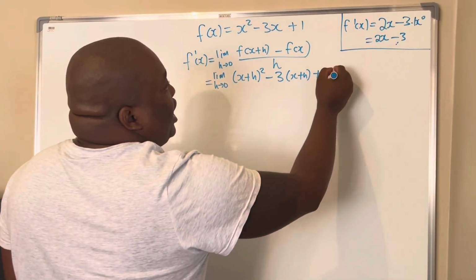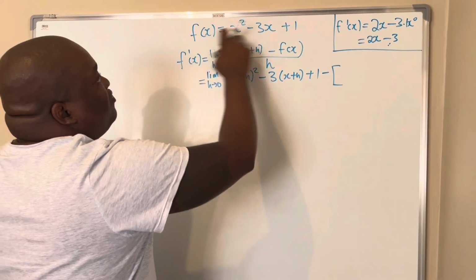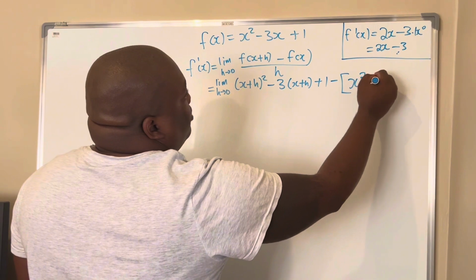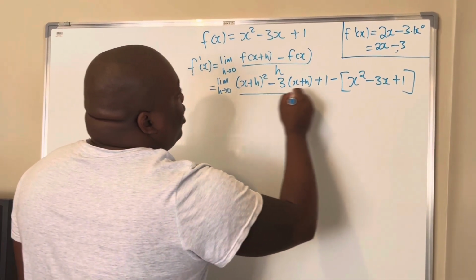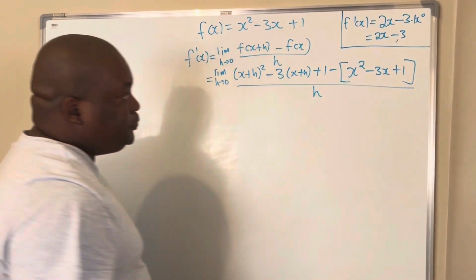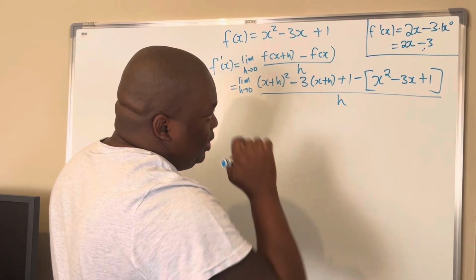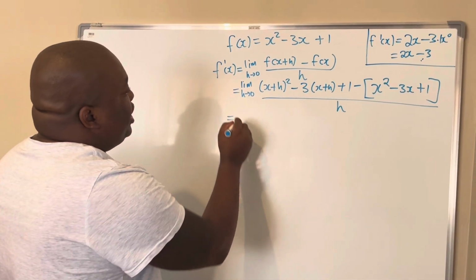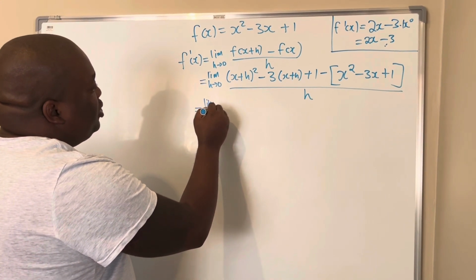Now we move to the negative, minus f of x. F of x is this same function, exactly as it is. So it means we'll have x squared minus 3x plus 1, all over h. Now we must simplify out this numerator so that we can be able to simplify it. This will then be the limit as h approaches 0.